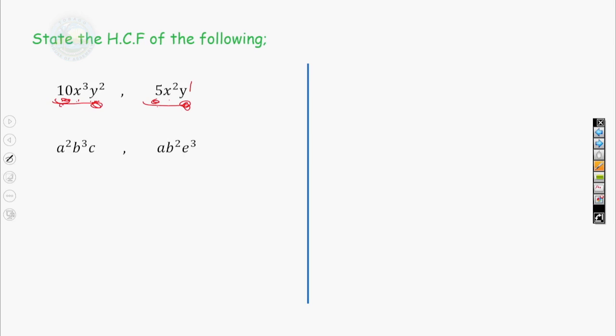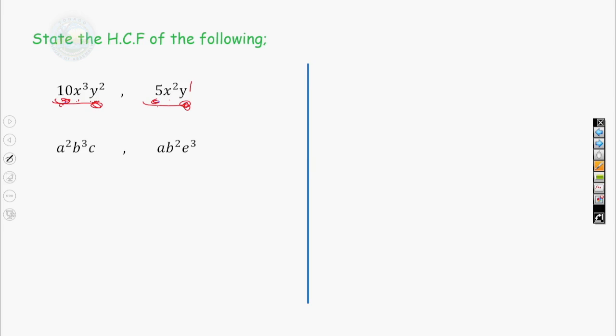Right, so we have a squared b cubed c and a b squared e cubed. We want to get the highest common factor. Wait 1 minute. In the one before, I knew that the coefficient was 10 here, the coefficient was 5 here. But what is the coefficient here?